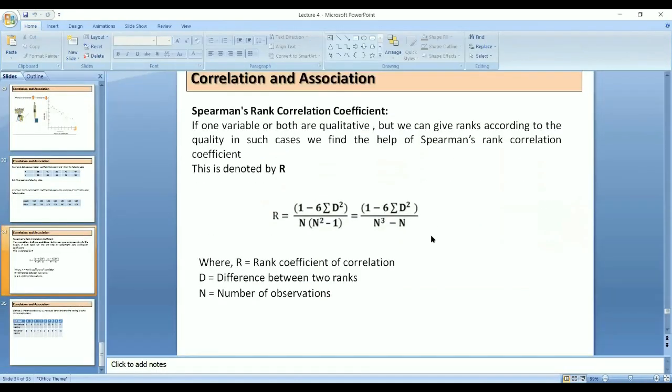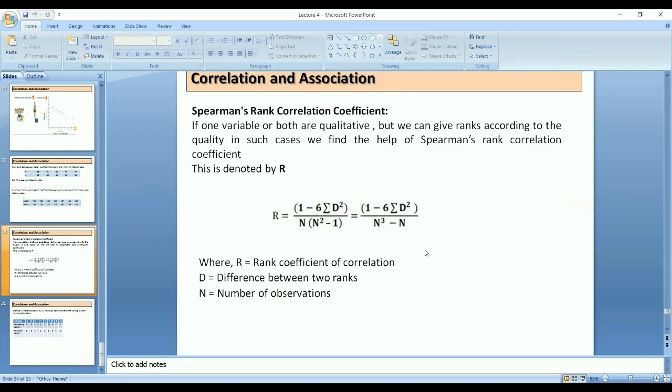So this is the Spearman's correlation coefficient. If one variable or both are qualitative, but we can give some rank according to the quality, in such cases, we use the Spearman rank correlation coefficient. It is denoted by R, and this is the formula: 1 minus 6 summation d square.